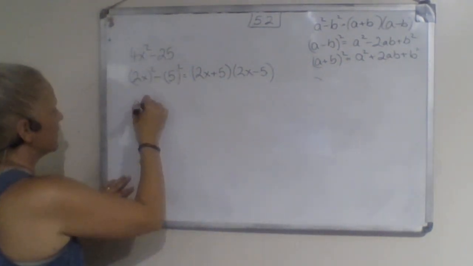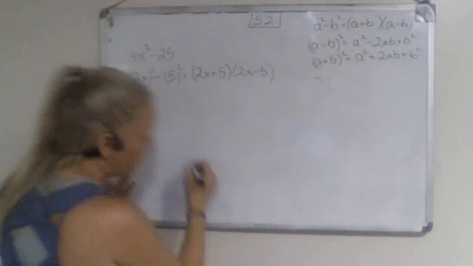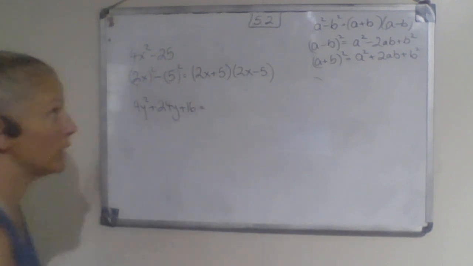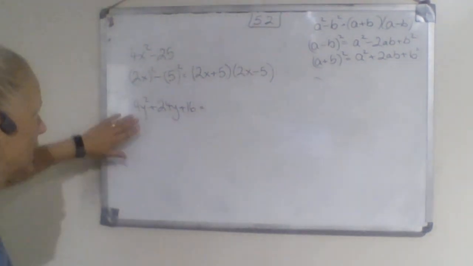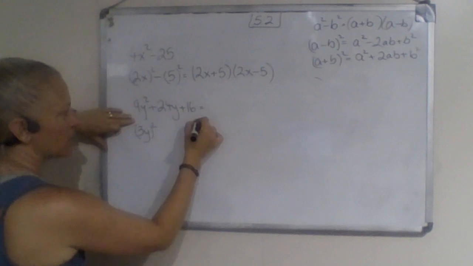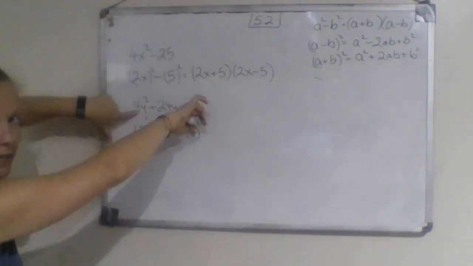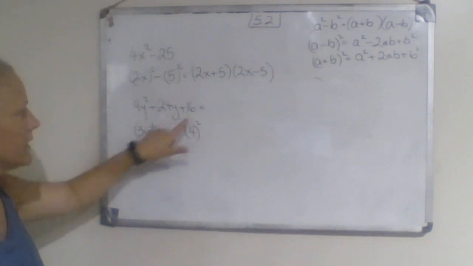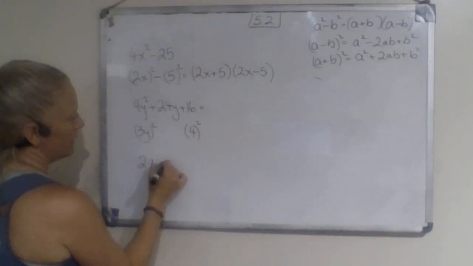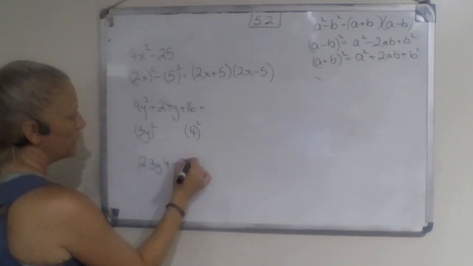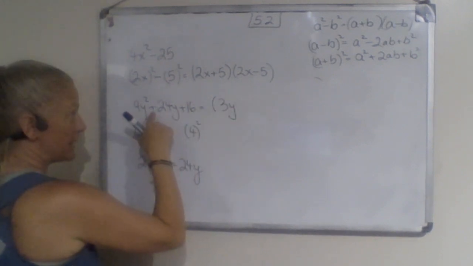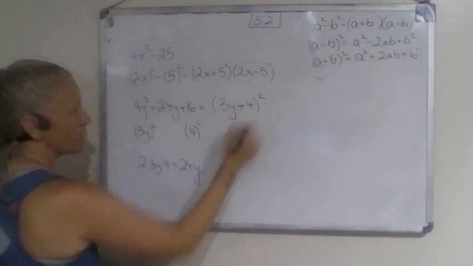9y squared plus 24y plus 16. This is a hard one, unless you realize that this is 3y all squared, and this is 4 all squared. You want to look at the first, you want to look at the last, and see, is this a perfect square? Yes, it is, 3y. Is this a perfect square? Yes. The last step, I want to know what is 2 times 3y times 4. What do I get? I get 24y. It matches. So this becomes 3y, that sign stays, plus 4 all squared.